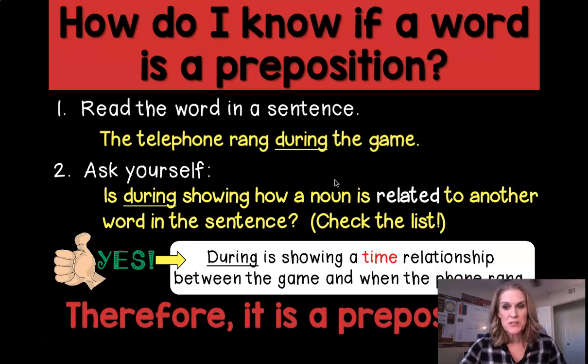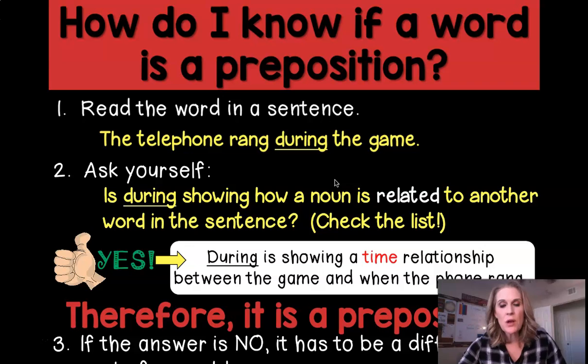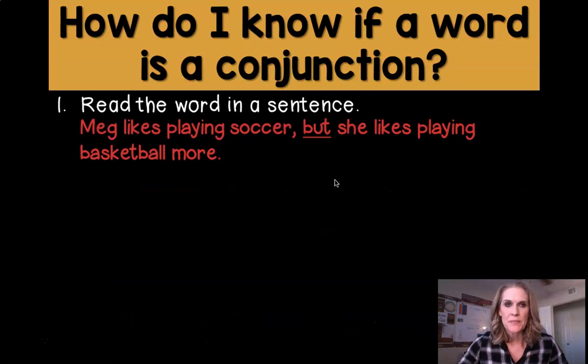Therefore, it's a preposition. If the answer is no, it has to be a different part of speech. How do I know if a word is a conjunction? You remember your fanboys. Read the word in a sentence. Meg likes playing soccer, but she likes playing basketball more.